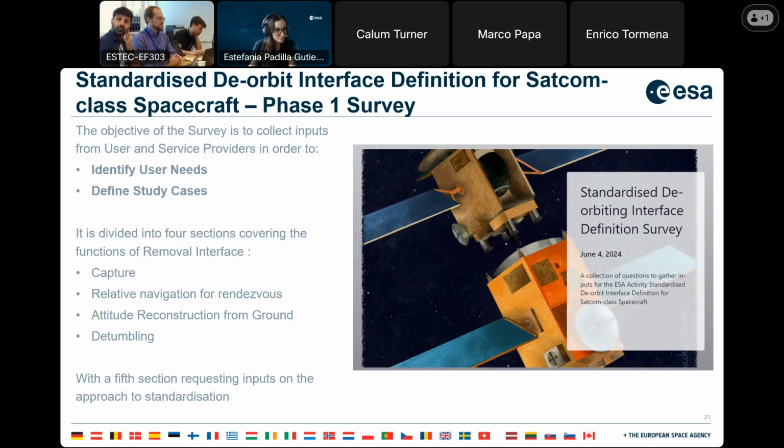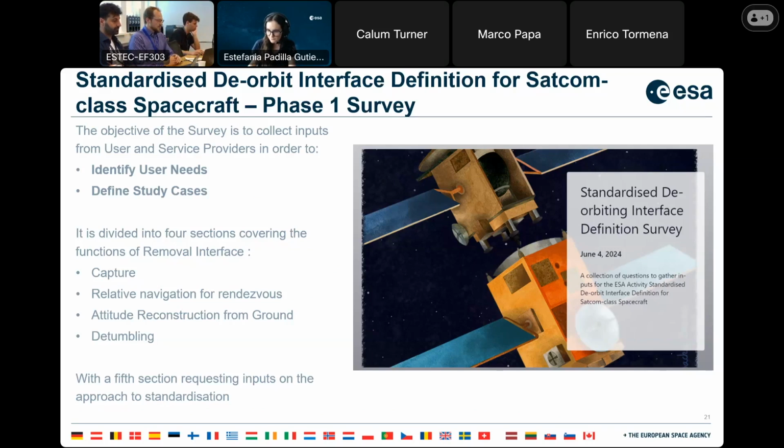And towards the end of this part of the presentation, we'll reiterate the dates so you know everything you need to fill out the survey. As mentioned, this is quite high level at this point. We're in the discovery and engagement phase of this activity. So all we really want to do with this survey is to identify user needs and define study cases.